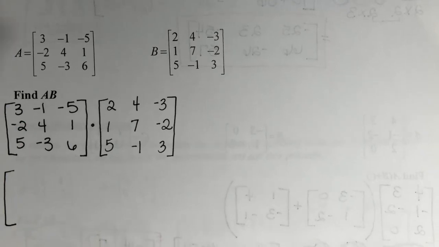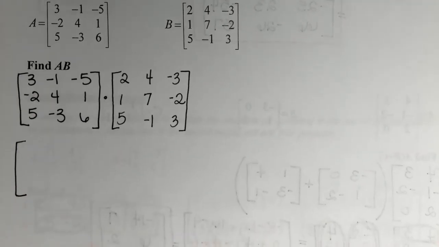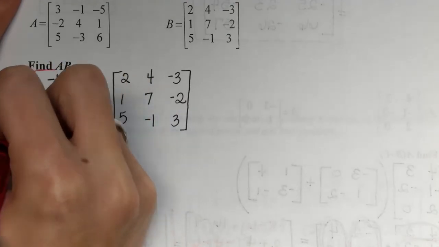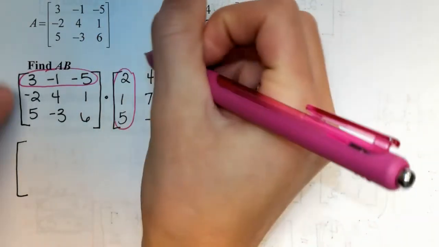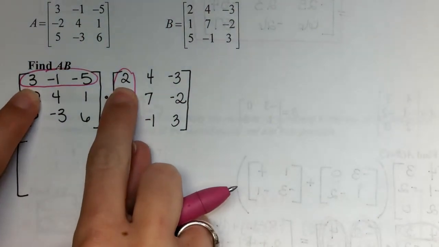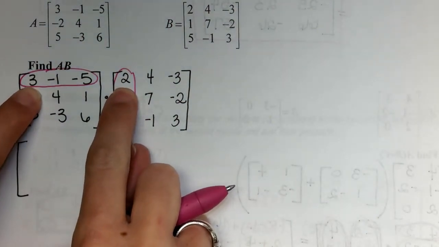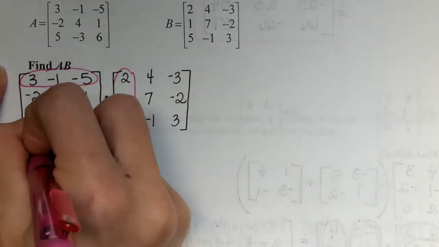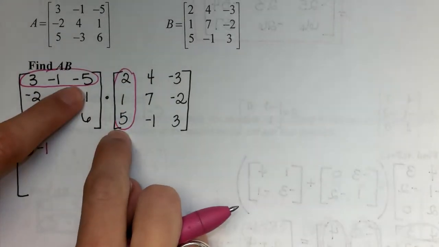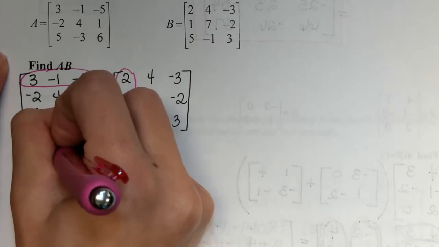Okay, so you know how we did first and first, second and second? So now we're throwing in third and third. Okay? So still doing first row, first column. So 3 and 2 is going to give me 6. Negative 1 and 1 gives me negative 1. Negative 5 and 5 gives me negative 25.